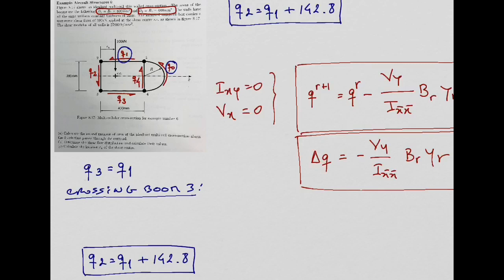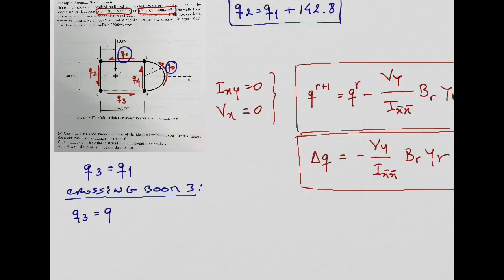If you do that, you get what? Shear flow after crossing the boom is Q3. Shear flow before crossing the boom is Q2. Now this I can write like this because the transverse shear force is the same, 100 kilonewtons. Second moment of area of the cross section is the same. So we get this. The area of boom number 3 is 600.